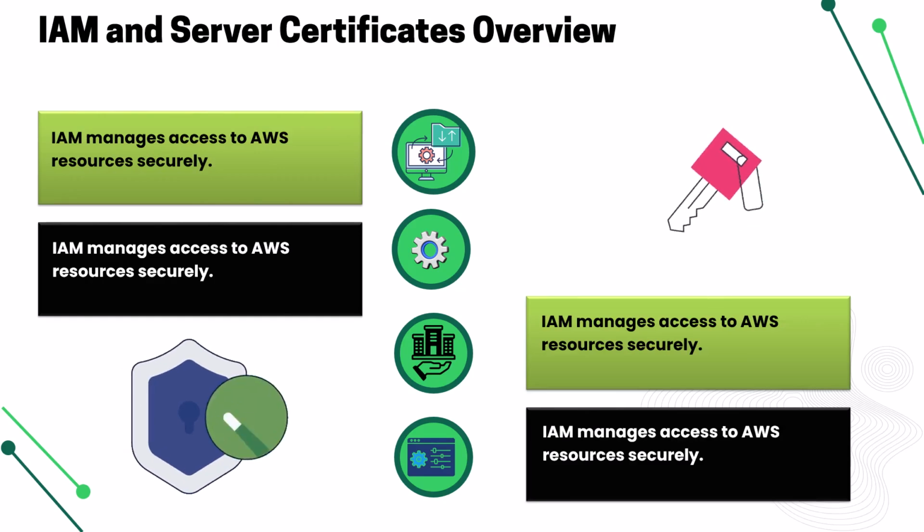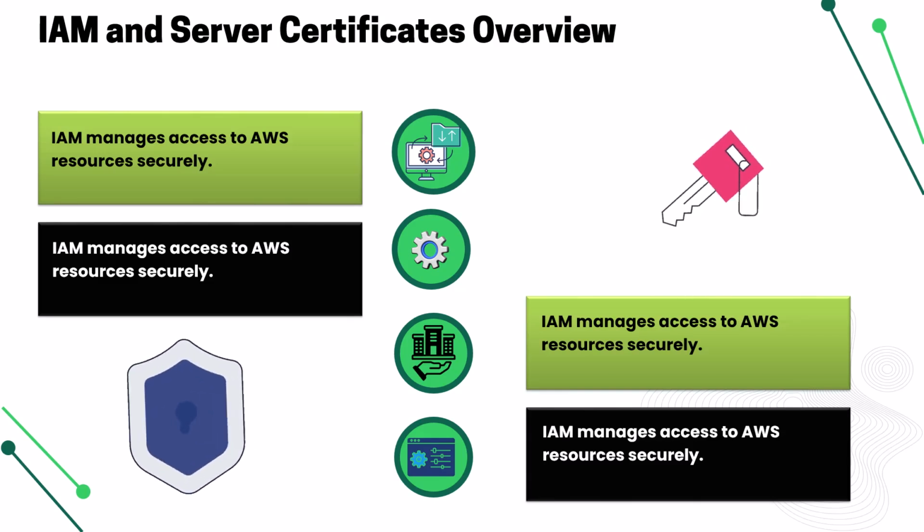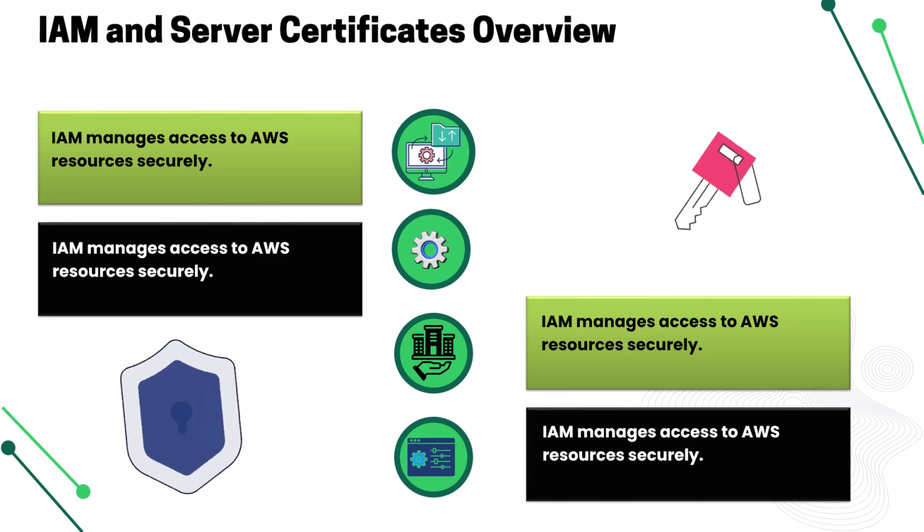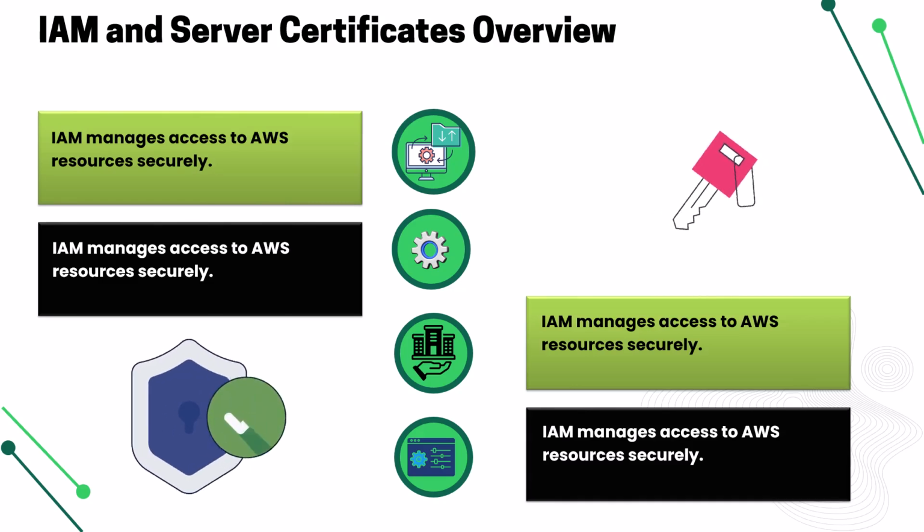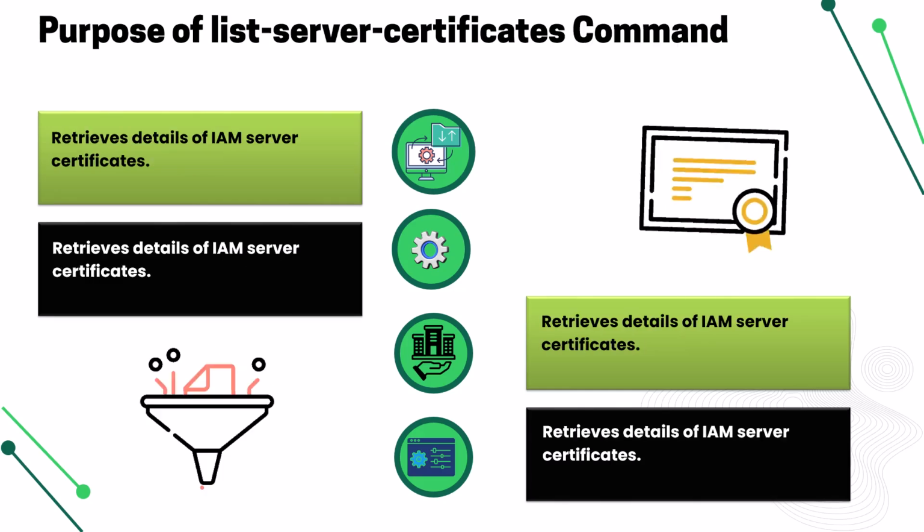IAM is like the security guard of AWS, ensuring only the right people get access. Server certificates. They're the VIP passes for secure communication. Managing them properly is crucial because nobody wants a security breach ruining their day. Think of it like locking your front door. Simple, but absolutely necessary.